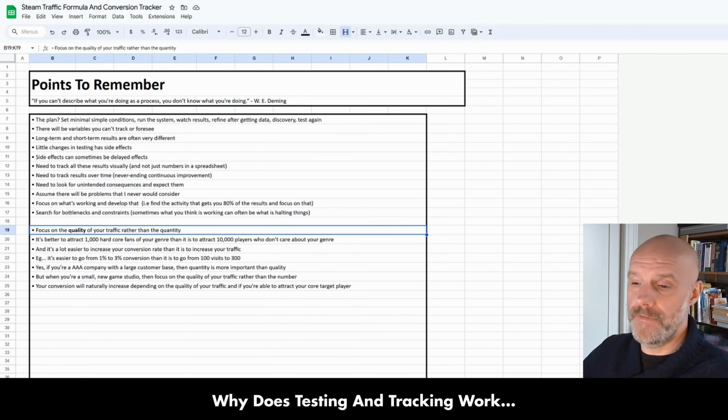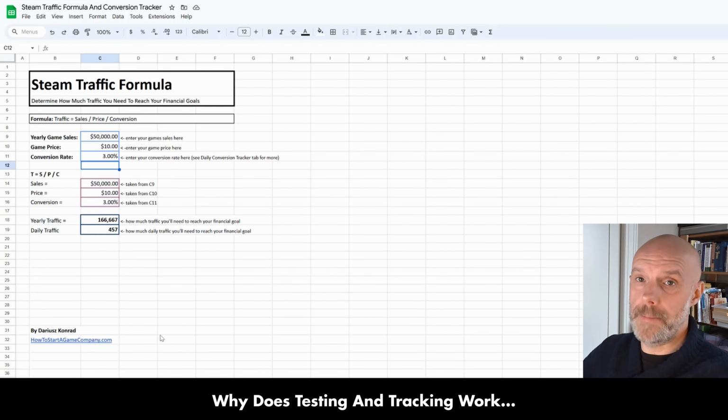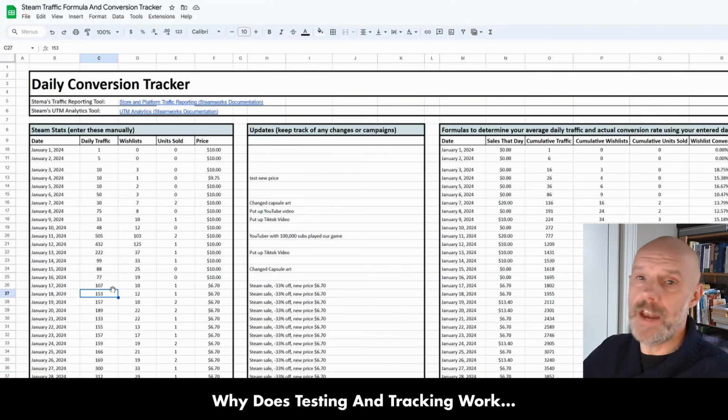So use this Steam traffic formula to create a business system so that you can discover those activities that get you 80% of your results. And do this so you can optimize your marketing efforts and find those activities that increase your traffic and your conversion rate, right? And again, when you first start your game company, you might be able to keep all of this data in your head, right? All of this information. But as your game studio grows, all of this stuff you once kept in your head needs to be put into a process that you can measure and test, right?